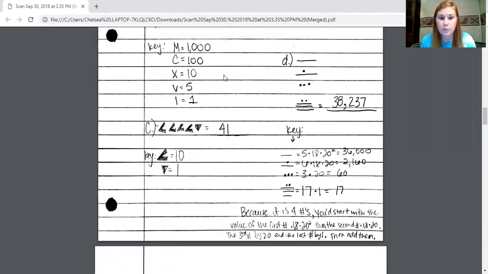C, it's very simple. You're going to see 3 sideways triangles here at the front and 1 downward facing triangle. So it's going to equal 41. If you look at the key, the sideways triangle is 10 and the downward is 1. So it's going to be 41.